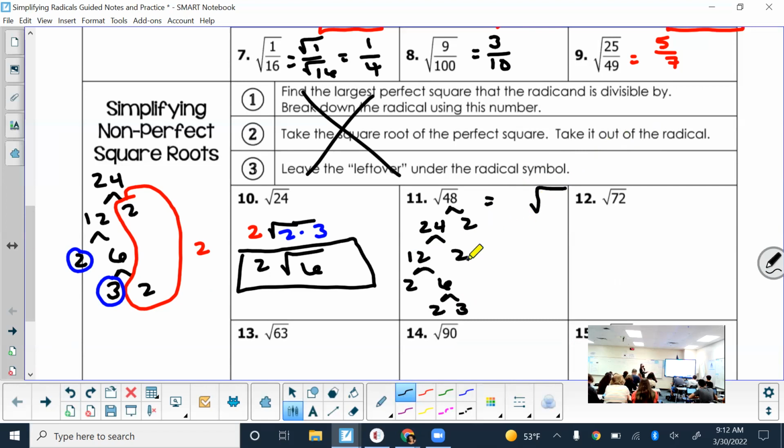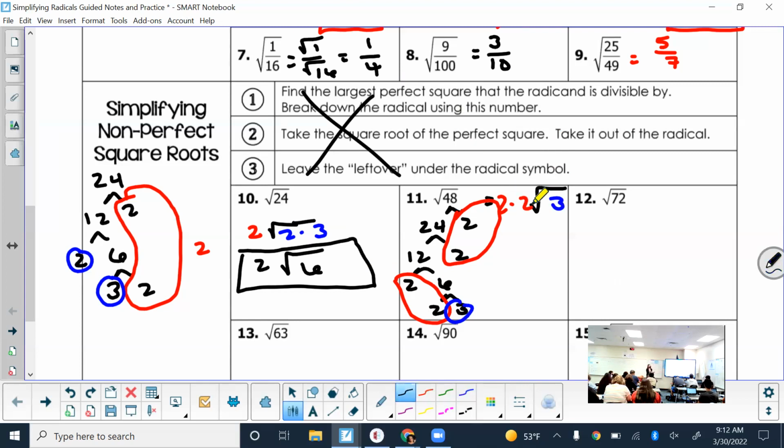number. Do I have any pairs? No. I have 2 pairs of 2s. So those will be written where? On the outside of your radical. And you write it once for each pair. Do I have any leftover prime numbers? I have a leftover 3, so that will go inside because it didn't get to escape.